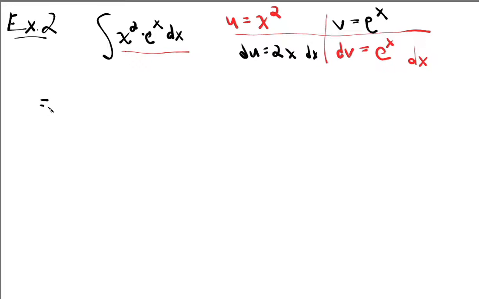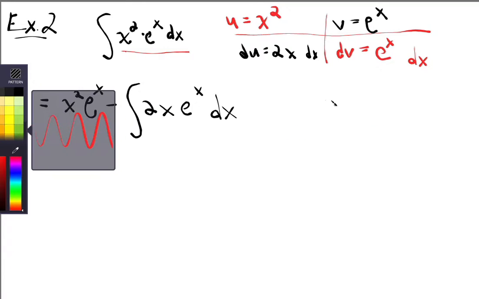So we're ready to rewrite this integral with our integration by parts formula. So we need to do u times v, which is x squared e to the x, minus the integral of voodoo. Remember, integration by parts is voodoo. So v du. I need to multiply those, so I have 2x e to the x dx. And you might notice what happened. Yes, the degree got lower by 1, but this integral I'm still unable to calculate using another method. U substitution won't work. It's not a basic integral formula, so that's why we need to do integration by parts a second time.